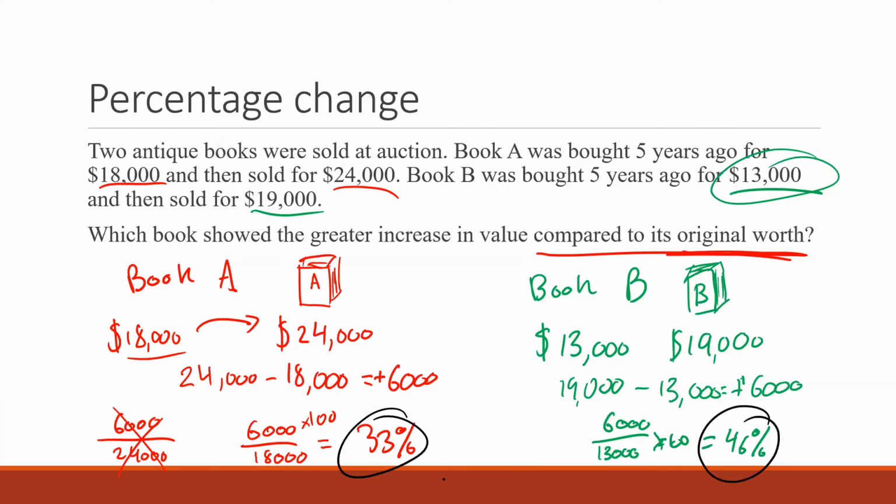So I'm going to write that down at the bottom here. Book B, with a percent increase of 46%, had the greatest increase in value. My bad, guys, sorry, I ran out of space. So yeah, that's how you do that type of question. You should really write down an answer like that. I should have started all the way on the left so that I could fit it all in.